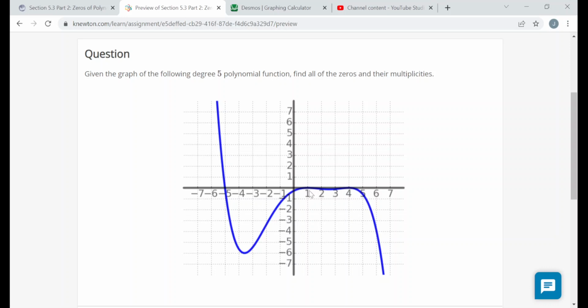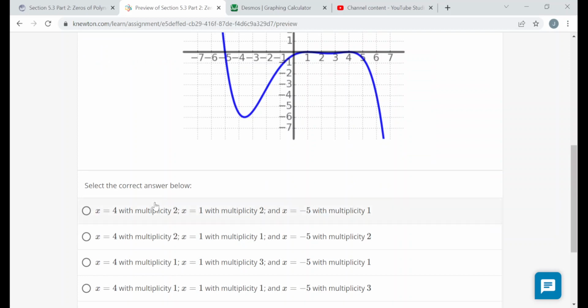And one of these can't be 4, because if you add up all the multiplicities, 1, 2, and 2, that's 5. Right? Remember, the sum of the multiplicities of the zeros should be the degree of the polynomial, and no higher. So negative 5 with a multiplicity of 1, positive 1 with a multiplicity of 2, bouncing off, right? And then positive 4 with a multiplicity of 2 as well. Those are all the things I just said, so it's this first option.